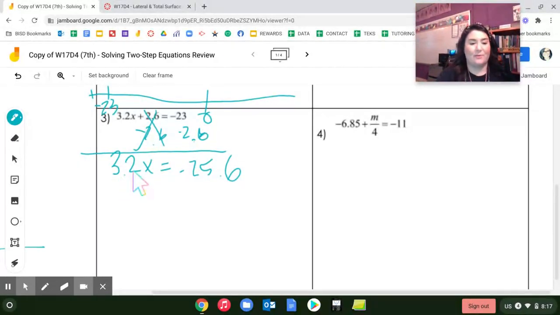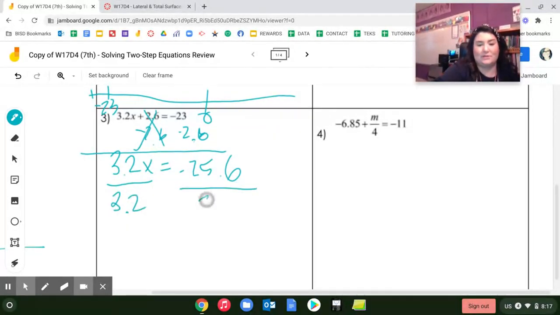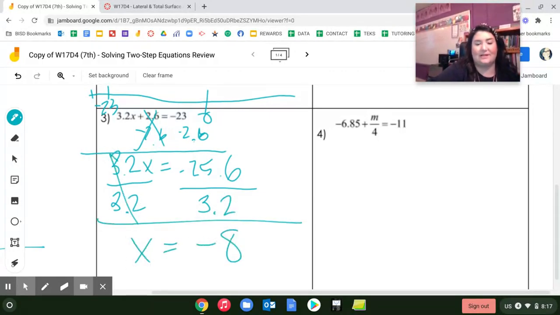So now I have 3.2 multiplied by x. I want to divide by 3.2 on both sides. So I get x equals, and the answer is negative 8.